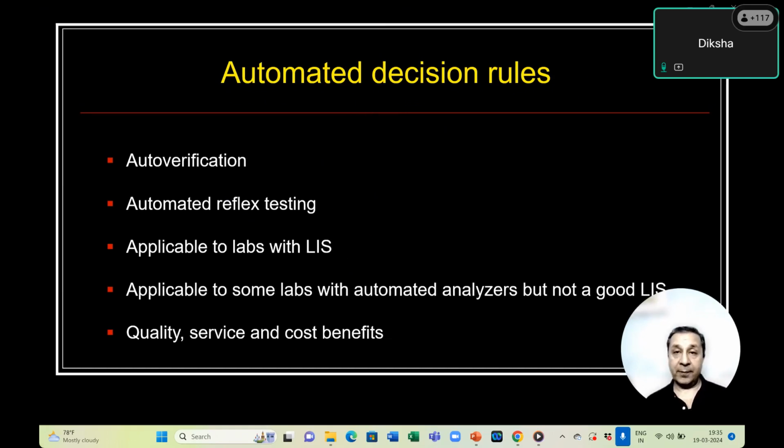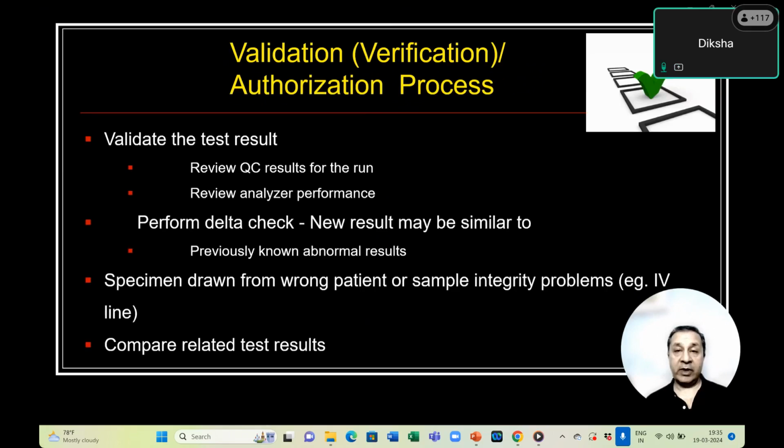In any good laboratory, in the validation or the verification or the authorization process, what do you generally do? You review the QC results, you review your analyzer performance, maybe perform a delta check against the known values of previous samples, and of course ensure that there were no problems with respect to drawing the sample from the right vein, from the right person at the right time, and also ensure complete integrity of the sample, and then compare the previously related results and give the final result. Now, if all this needs to be done manually, you will need to have adequate time, and you cannot therefore release, say, 400 smear results, or look at 400 smears and then release these kinds of results from a laboratory.